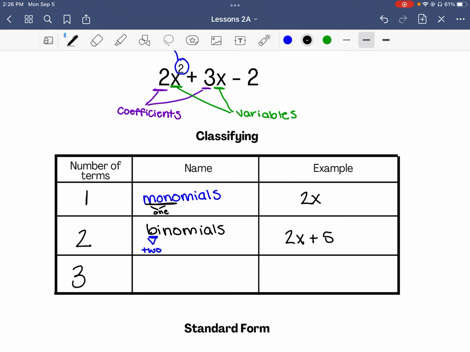Now the last one is if we have 3 or more, okay? So mathematicians got lazy after a while. Instead of going through all the lists, they're like, we're just gonna stop at 3. So this could be like 2x squared plus 5x minus 1. See how we have 3 terms right here? This is going to be called a polynomial. Poly means many.